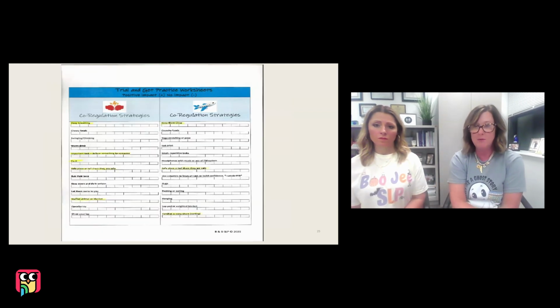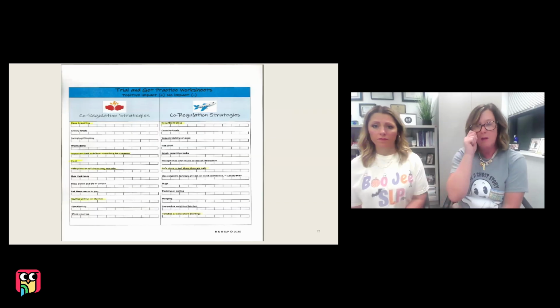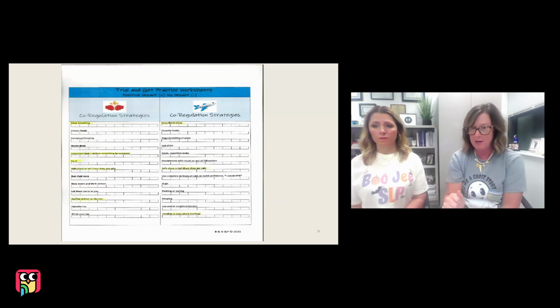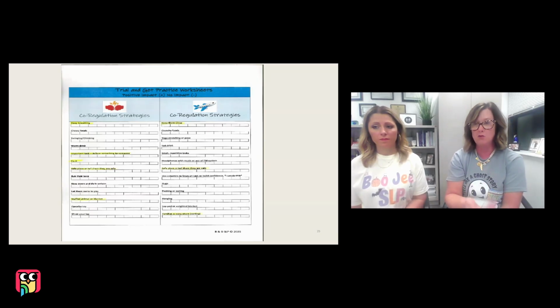This is an example of a worksheet that we use for practicing regulation strategies. So I've got a list of co-regulation strategies that are commonly associated with fight mode on the left and with flight mode on the right. What you need to do is trial and error multiple times. So the way we have this worksheet set up is, I've identified a few that I think have worked for him in the past, but I want to know how much of a positive impact those strategies have on him over multiple trials.